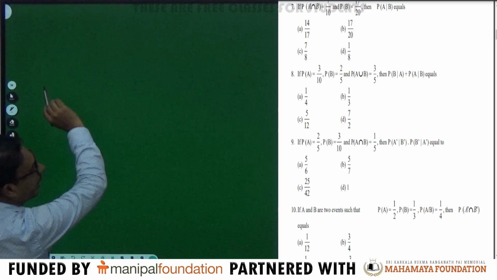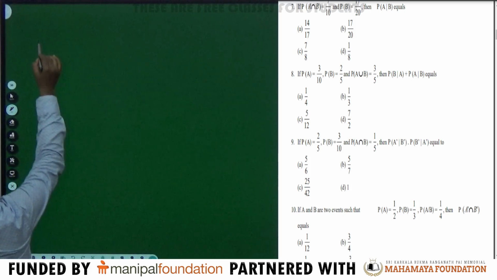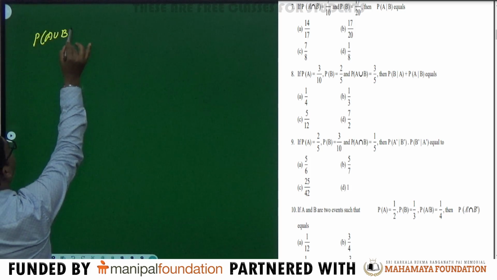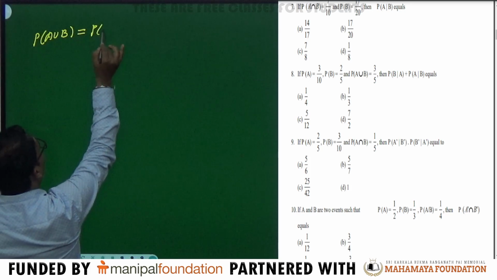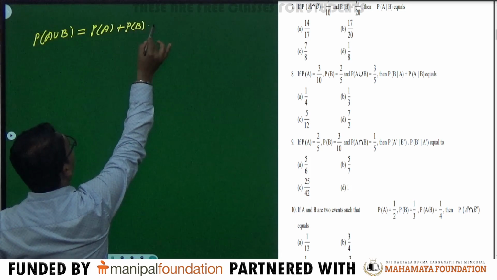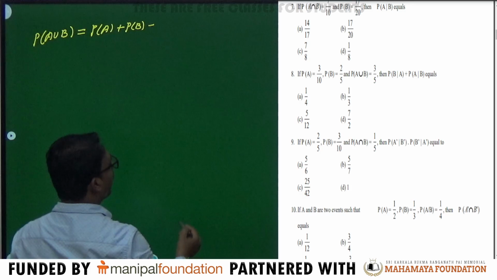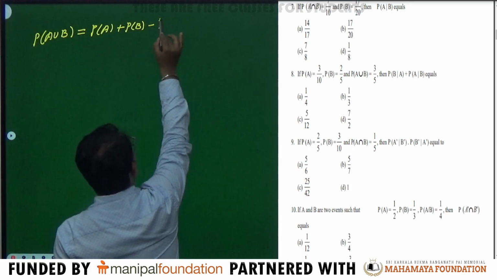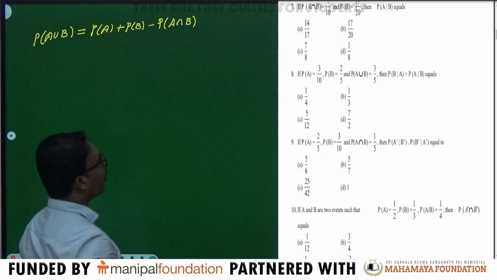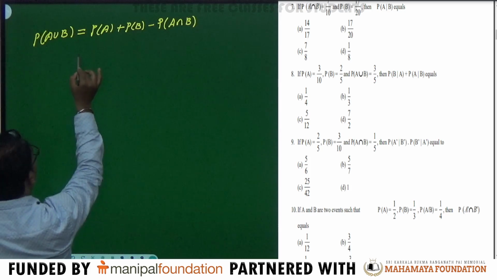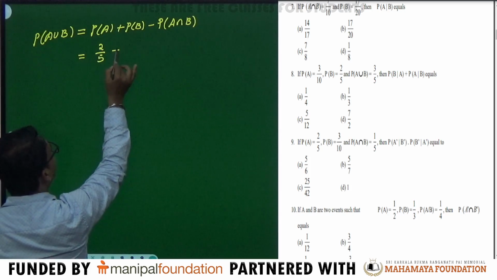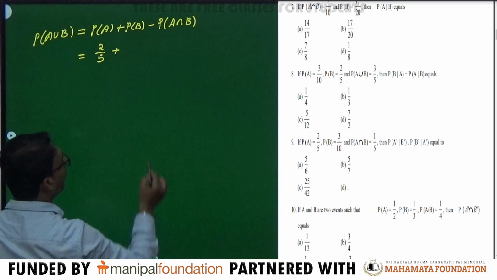So again, by using the given three values, first we need to find probability of A union B. The formula to find probability of A union B is probability of A plus probability of B minus probability of A intersection B. Probability of A value is 2 by 5. It is 2 by 5 plus probability of B value is 2 by 5.